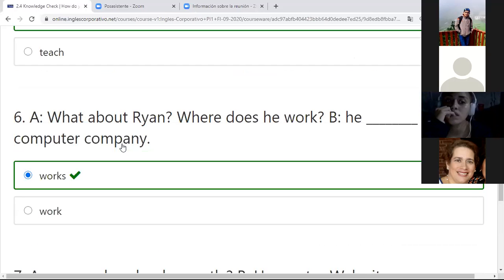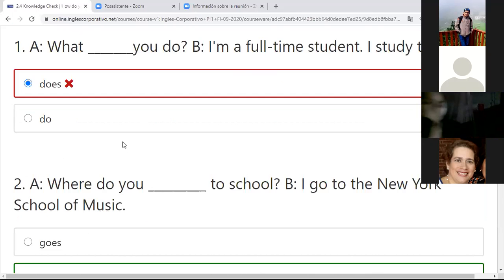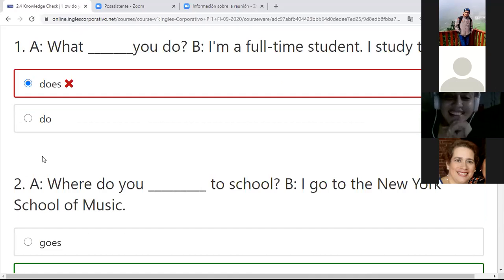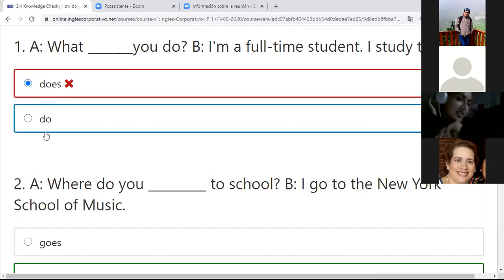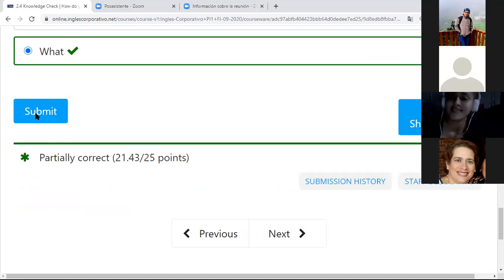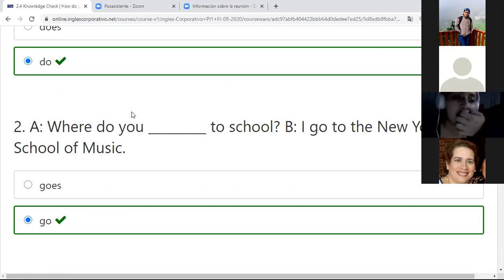Ooh, number one, right? Number one is the only one. Karen Flores. Well, it's easy, right? Está un poco fácil, ¿verdad, Karen? ¿Cuál es la respuesta correcta? Does or do? ¿Cuál sería, Karen? Sería do. Do. Se la puse difícil a Karen, I'm sorry. Okay, thank you. Now, so everything is correct, right? Thank you for everybody.